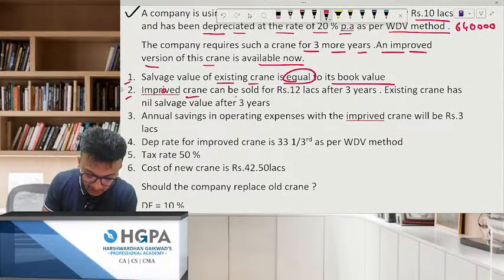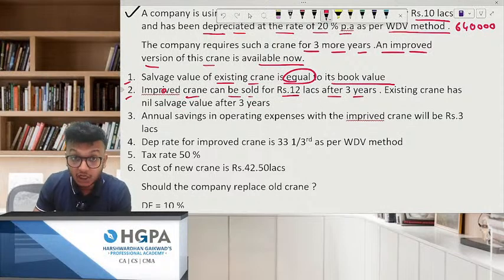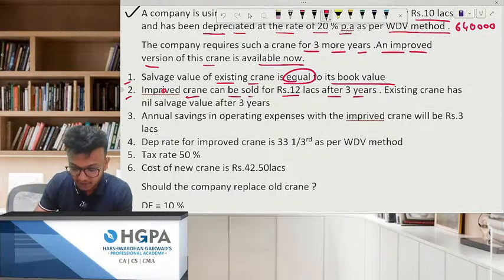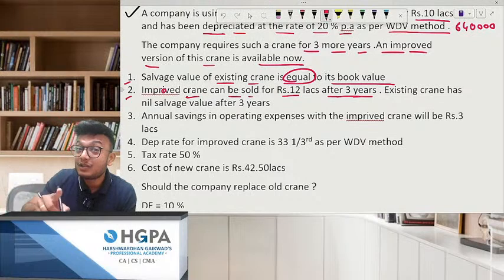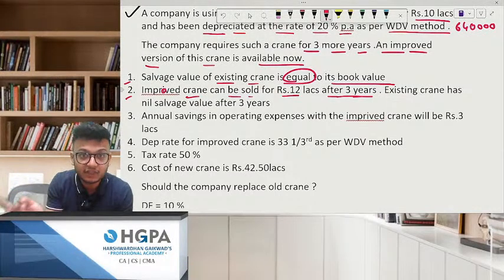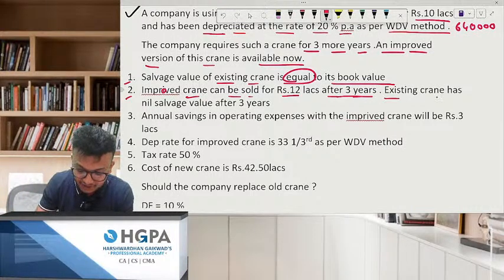The improved crane can be sold for rupees 12 lakhs after 3 years. The new crane has a scrap value of 12 lakhs after 3 years. Sir, one sec. Indirectly, the new crane also has a remaining useful life of 3 years only. So, old has 3, the new has 3. So, my table will be how much? 3 years only. Existing crane has nil salvage value after 3 years.